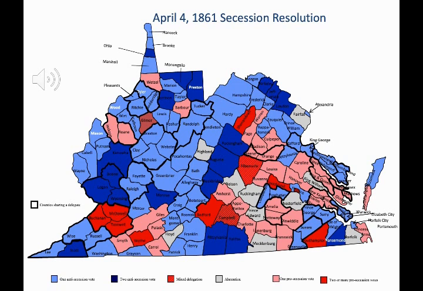The results are depicted on the map. A dark blue is a county. Some counties had more than one delegate representing them because of population. So the dark blue means multiple delegates voting for Union. Light blue means one delegate voting for Union. Dark red is multiple delegates voting to leave the Union, and pink is one delegate voting to leave the Union, and the gray are delegates who were not there that day.